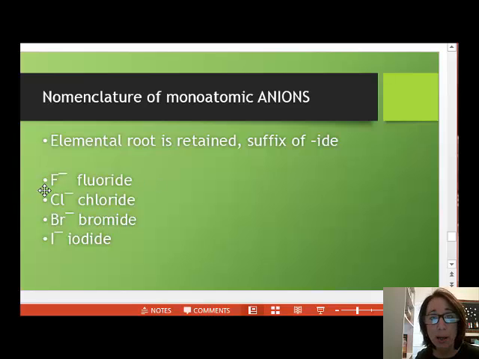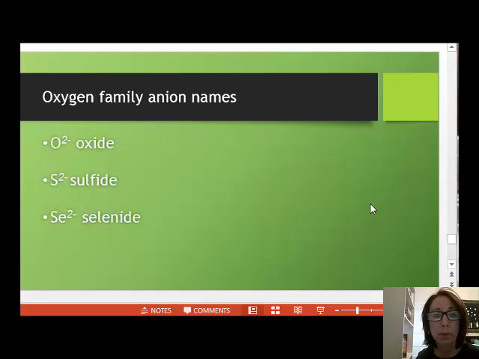Capital C, lowercase l, or chlorine with a -1 charge, is known as chloride. Capital B, lowercase r, or bromine with a -1 charge, is known as bromide. And capital I, or iodine with a -1 charge, is known as iodide. The anions have one more electron than the atoms do and have completely different properties than the atoms.